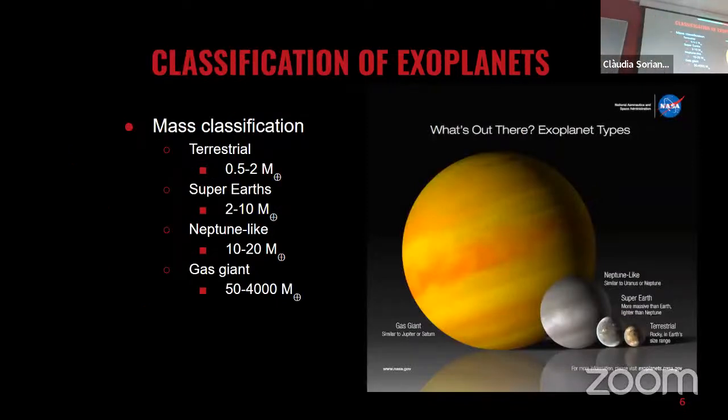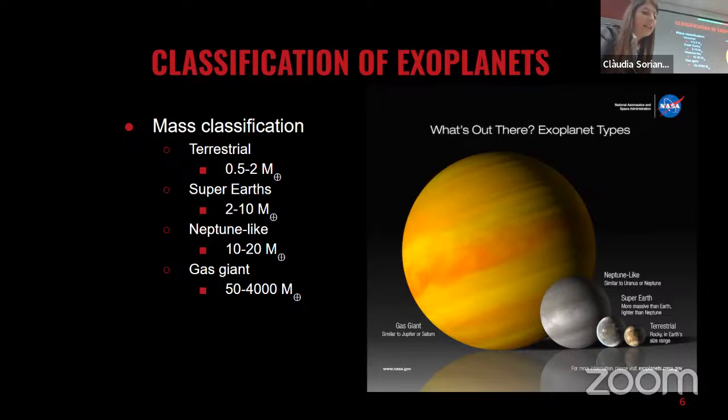So we said that there are more than 5,000 exoplanets known so far. However, we expect and we know that there are differences among them. One of the classifications that we have in order to see the differences is by mass. According to this classification, we have terrestrial planets, which have masses from 0.5 to 2 Earth masses. Then we have super Earths from 2 to 10 Earth masses, Neptune-like planets from 10 to 20 Earth masses, and then gas giants from 50 to 4,000 Earth masses. So basically, in the solar system, we have terrestrial planets, Neptune-like, gas giants, but we don't have any super Earth-like planets.